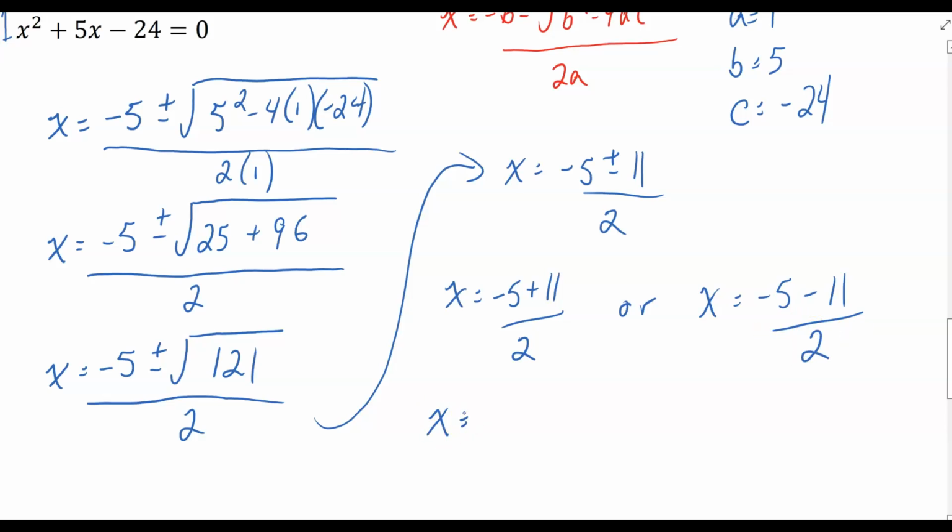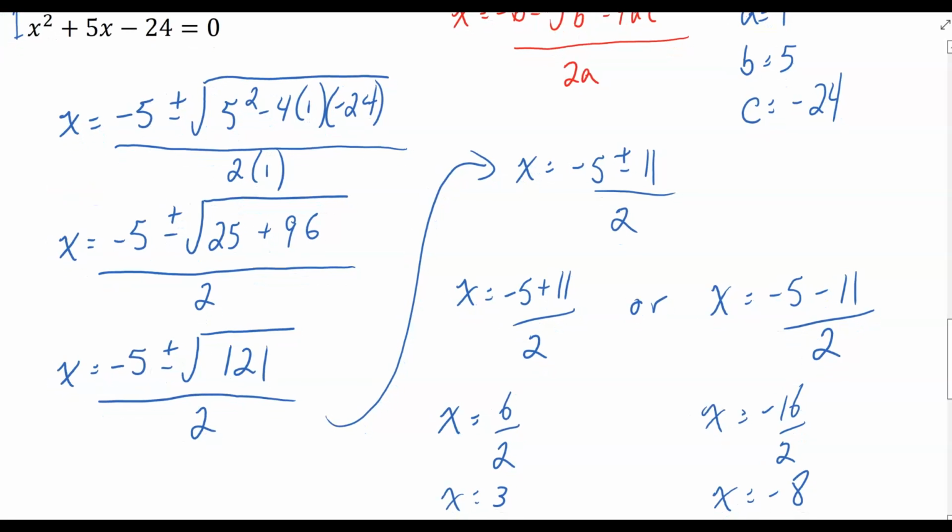X equals, so negative 5 plus 11, that'll be a 6 over 2. X equals 3. Or x equals negative 16 over 2. X equals negative 8. 3 and negative 8 will be your answers. You can always check them by taking them, putting them back into the original, and see that the equation holds true.